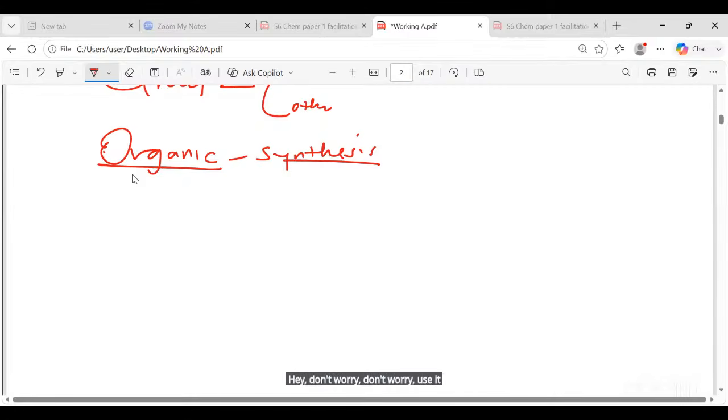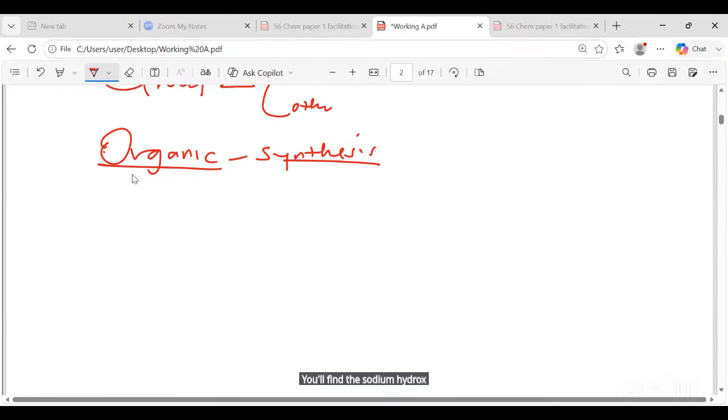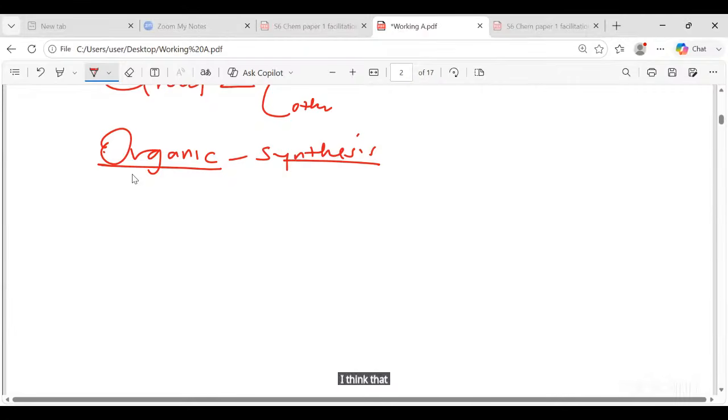And I believe conditions are not the same. You'll find the sodium hydroxide, but the conditions, maybe the other one was in presence of ethanol, while here it is just reflux. Are you saying that? So don't worry about that, so long as it is a correct chemical reaction.